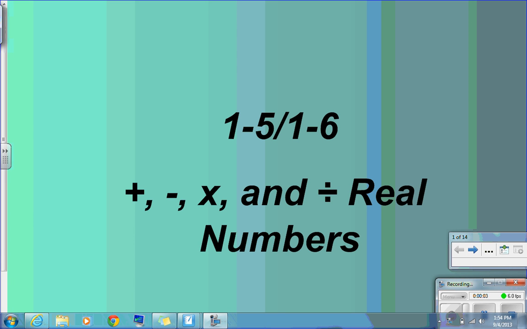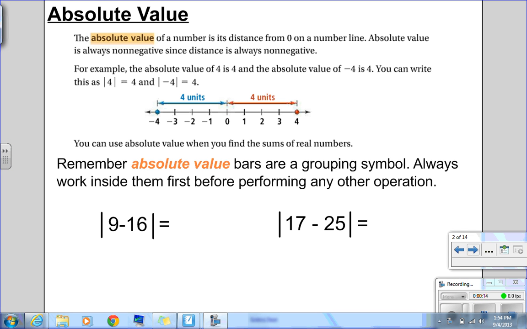Hello, today you're going to watch lessons 1.5 and 1.6 combined into the same lesson: adding, subtracting, multiplying, and dividing real numbers. So let's get started. First we're going to talk about absolute value.